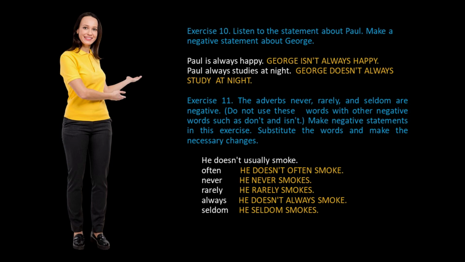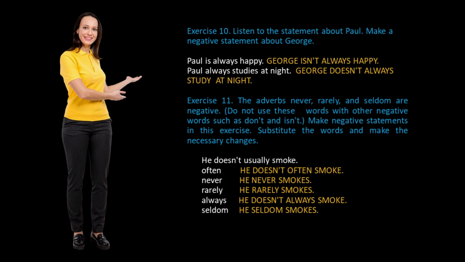Exercise 11. The adverbs never, rarely, and seldom are negative. Do not use these words with other negative words, such as don't and isn't. Make negative statements in this exercise. Substitute the words and make the necessary changes. For example, he doesn't usually smoke.